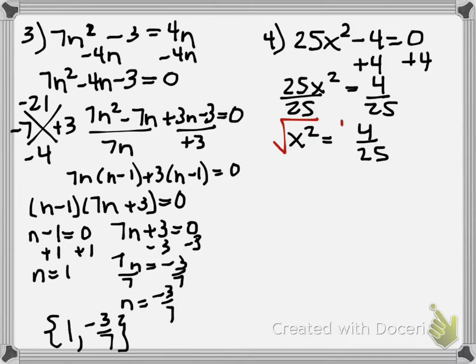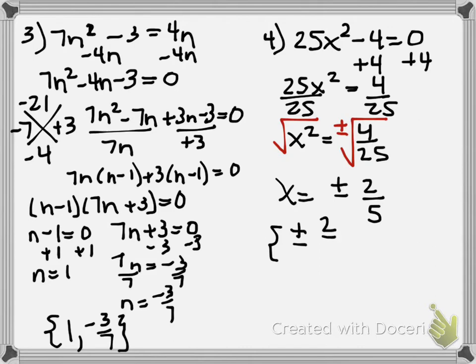So anytime I put a square root symbol around a variable, I have to write plus minus on the other side. So that gives me x equals plus or minus, square root of 4 is 2, square root of 25 is 5. So I can write my answer one of two ways. I can write it as plus or minus 2/5, or I could split it up into the two individual answers, positive 2/5, negative 2/5. Okay? So that's for working on your homework tonight.